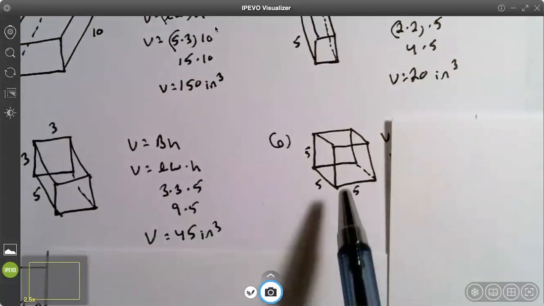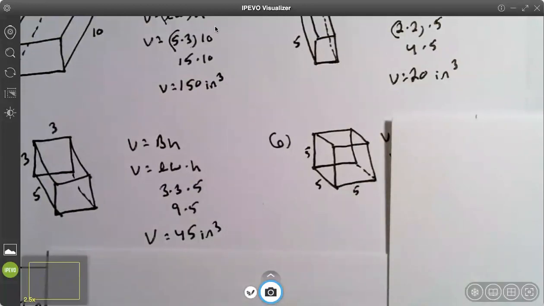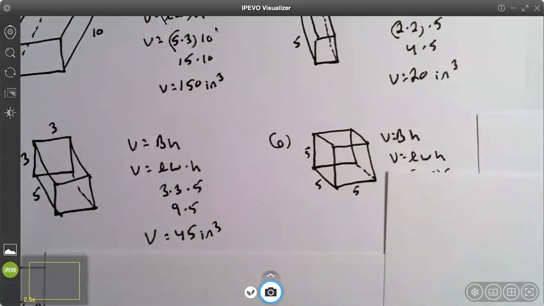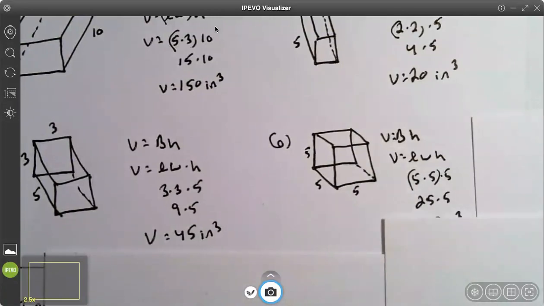Last one, try to find the volume of this cube, which is a type of rectangular prism. So I can use the rectangular prism formula, big BH, big B becomes length times width. Every measurement is 5. 5 times 5 gives me an area of 25 for my base, and then times 5, the height of my prism. My answer is the volume is 125 cubic units.